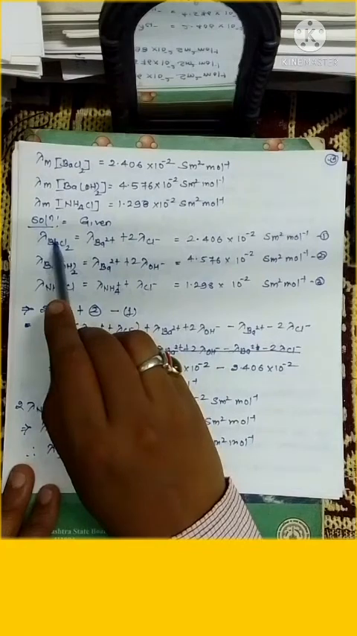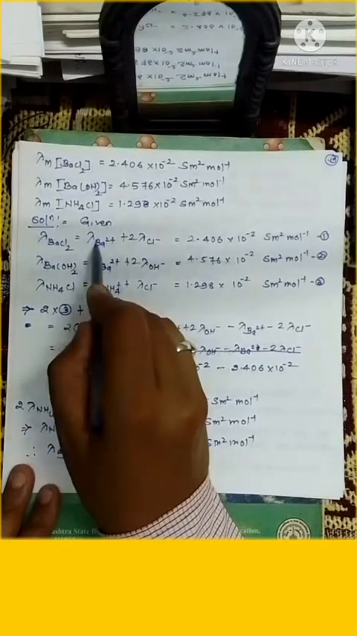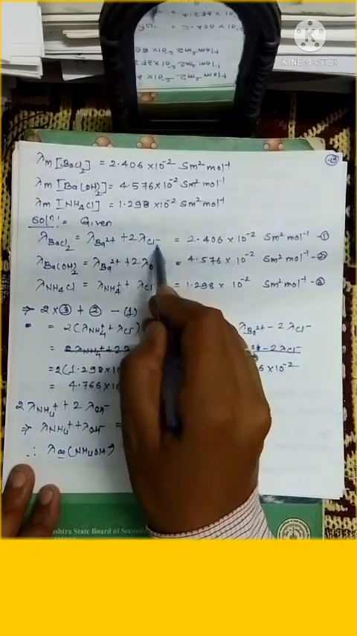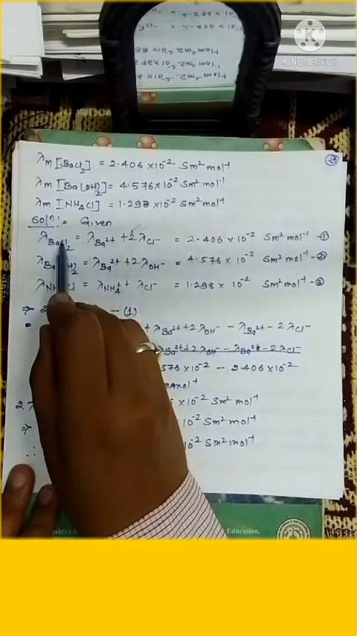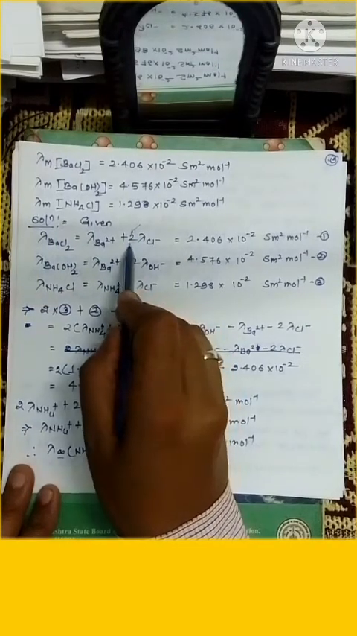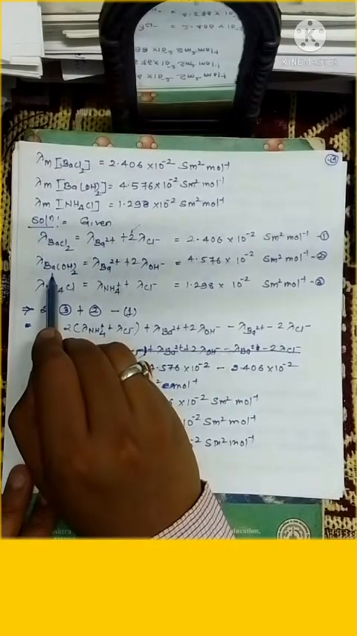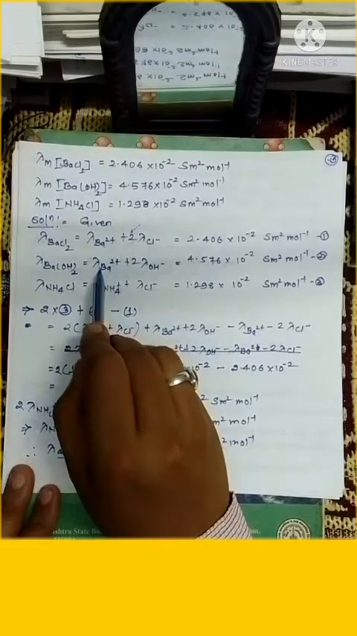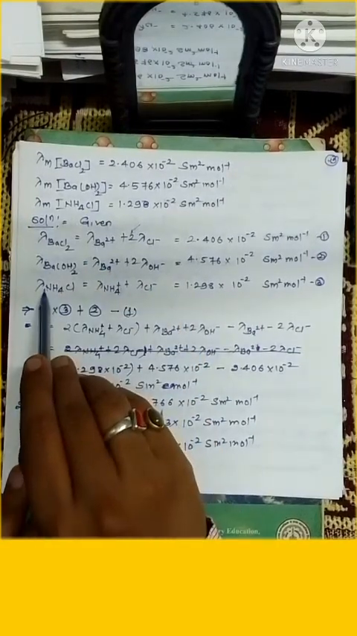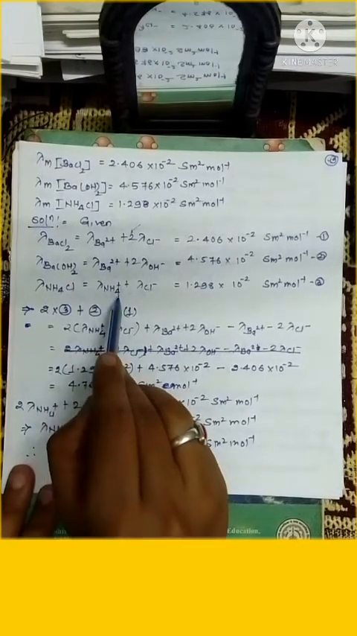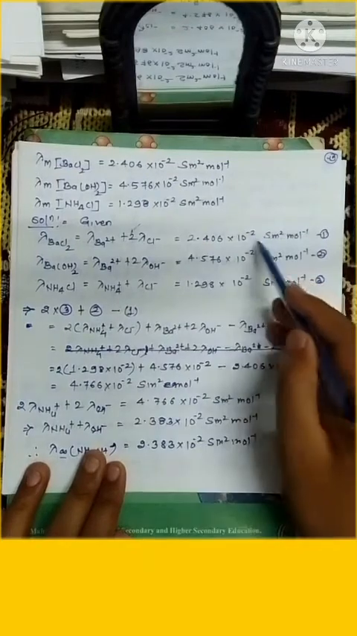So according to Kohlrausch law, we can write lambda for barium chloride is equal to lambda barium 2 plus plus 2 lambda Cl minus. Why 2 is here? Because when barium chloride is dissolved in water, it ionizes and gives 2 chloride ions. Similarly, we can write for barium hydroxide, lambda is equal to lambda barium 2 plus plus 2 lambda OH minus. For ammonium chloride, it can be written as lambda ammonium chloride is equal to lambda ammonium ion plus lambda for chloride ion. And we have all the values, which are written here.